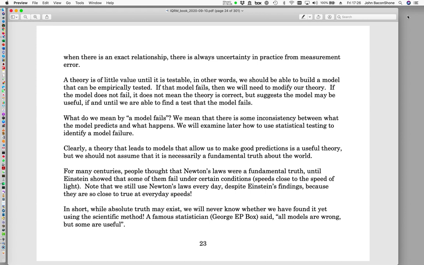So a famous statistician, George Box, once said, "All models are wrong, but some are useful." Right? So all models are wrong, but some are useful. In other words, all models have some imperfections, but that's a separate issue from whether they're useful for us to use them in daily life.